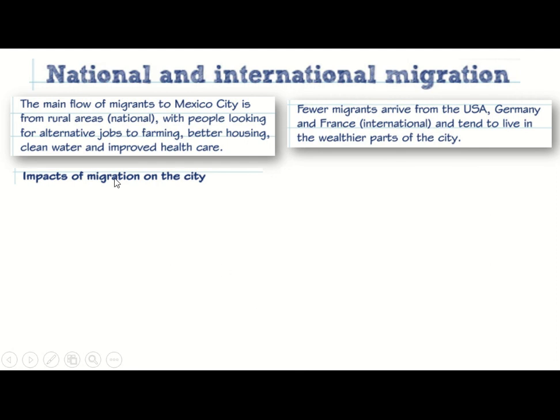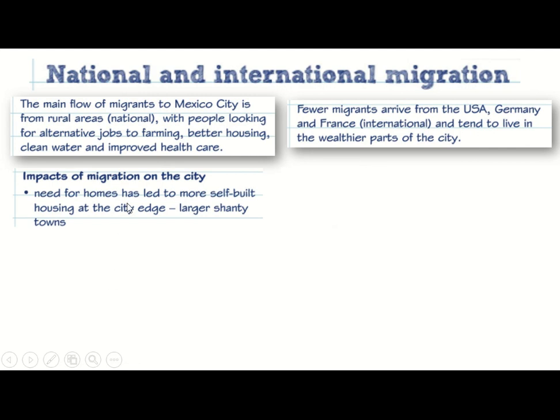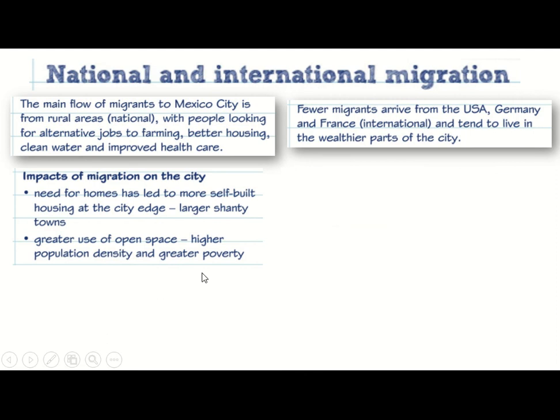Now, impacts of migration on Mexico City, and just like Norwich, you may well need to develop these impacts to explain them and identify maybe positives and negatives of migration. You can see the greater need for homes and the formation of these shanty towns. Space is a big issue in Mexico City, and there's very little open space, but they need to create more. Which is being kind of snapped up by the growing population.